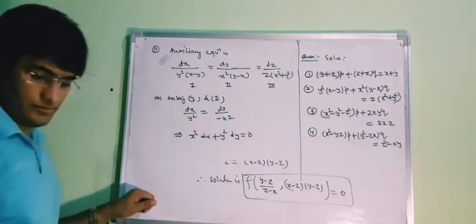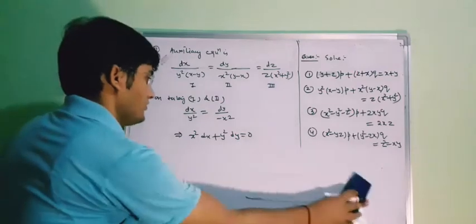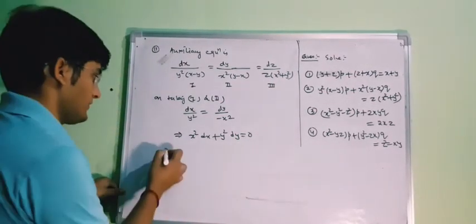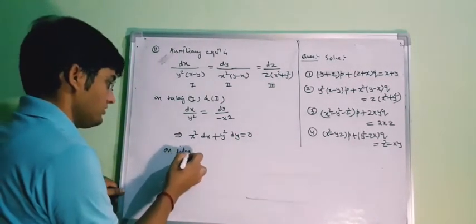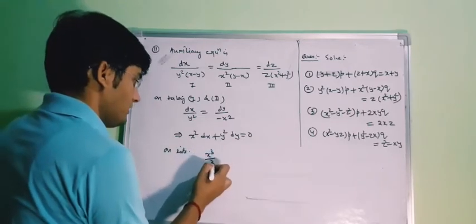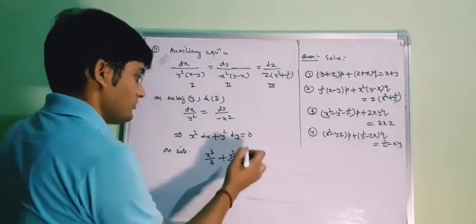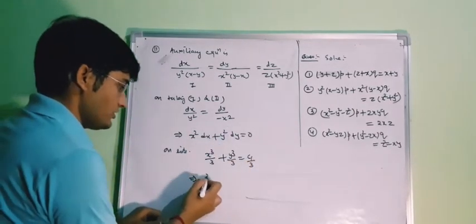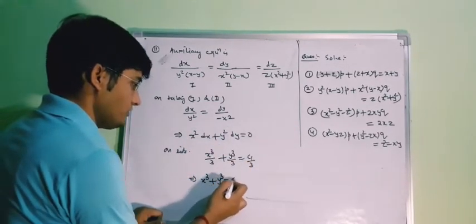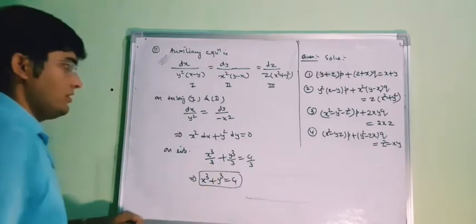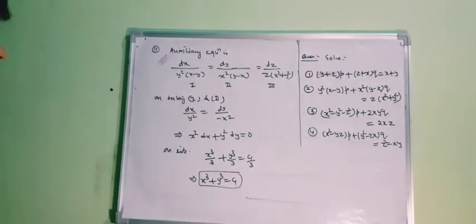So on integration, our first solution is, on integration we will get x cube upon 3 plus y cube upon 3 equal to some constant, say c1 upon 3. So your first solution is x cube plus y cube equal to c1. So this is our first solution.